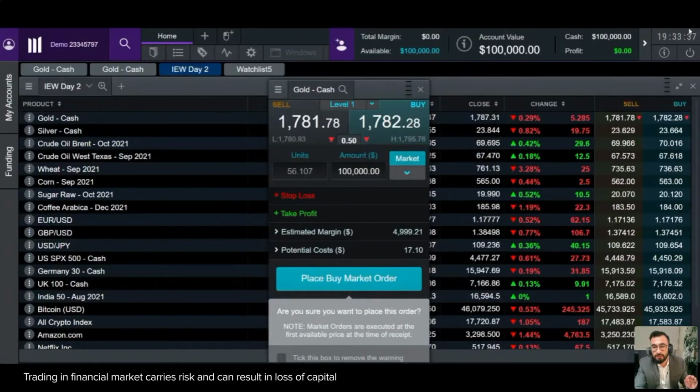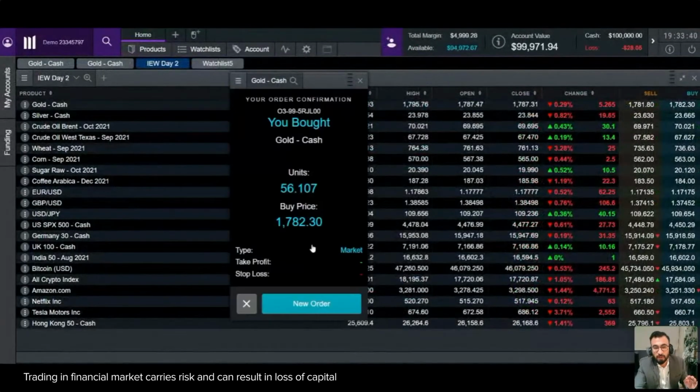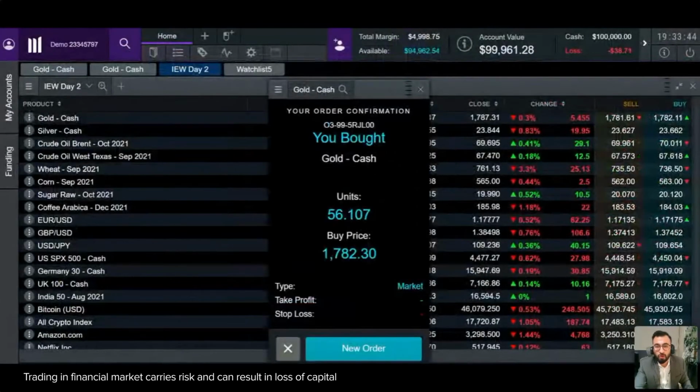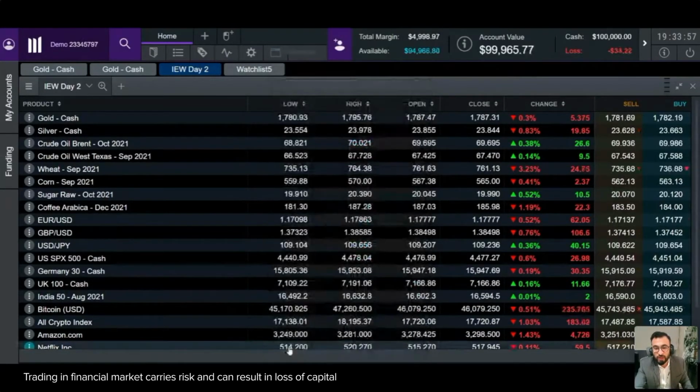Click once again. And now I have placed my order, and I'm sure all of you have placed as well. It shows you bought gold, 56.1 ounce, buying price is 1782.3. And from here, next to the new order, you can close this window right here.